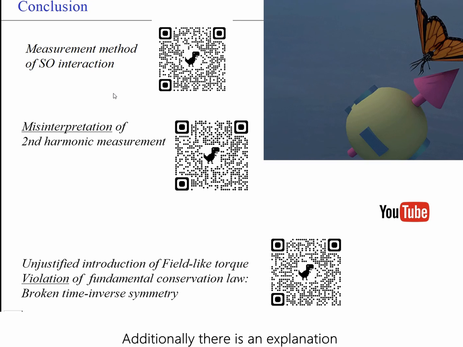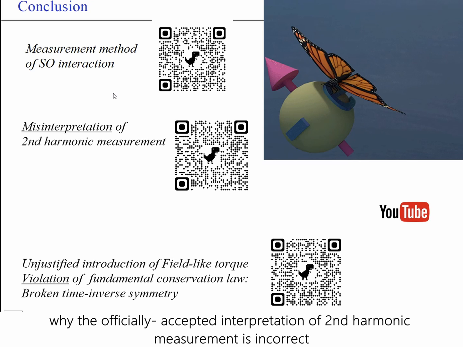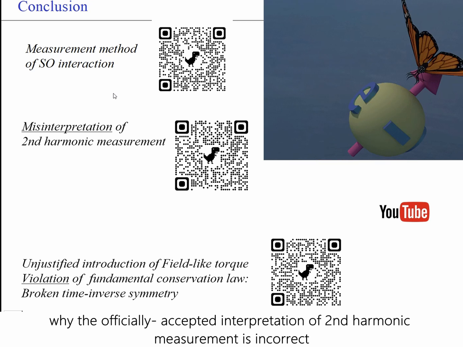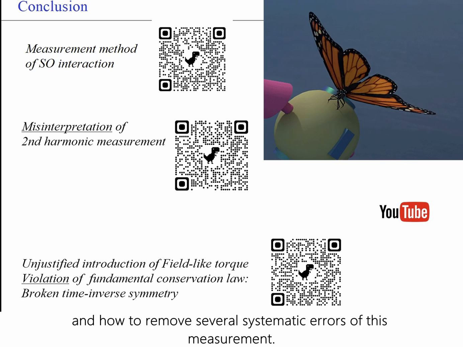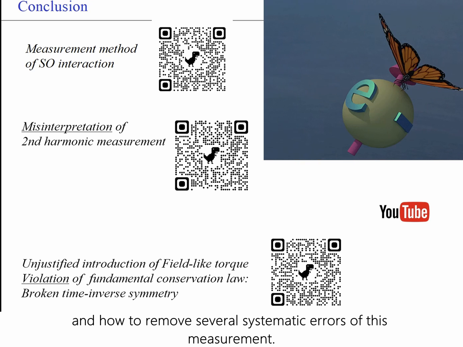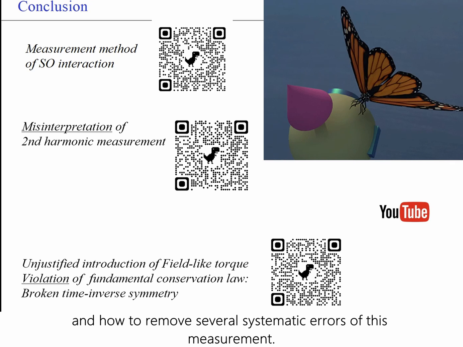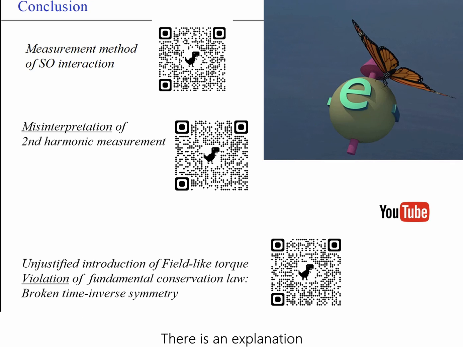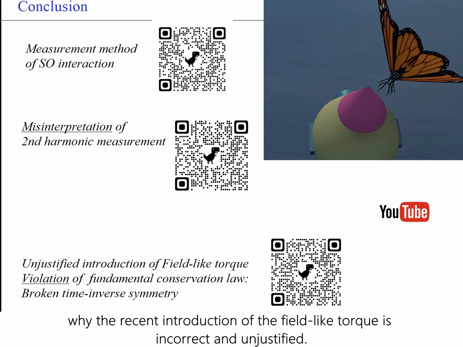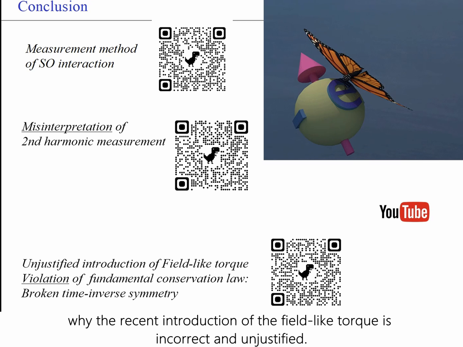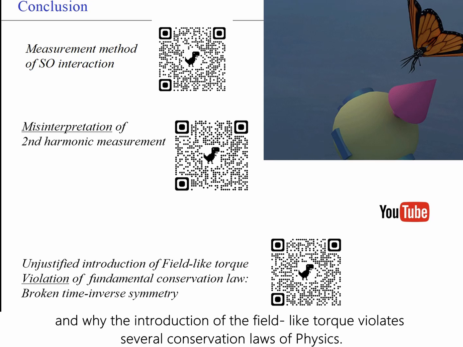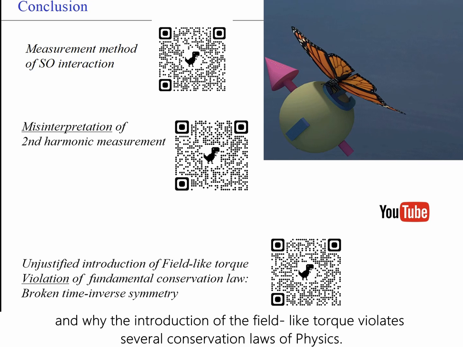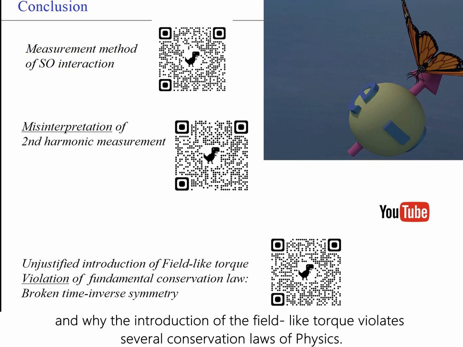Additionally, there is an explanation why the officially accepted interpretation of second harmonic measurement is incorrect and how to remove several systematic errors of this measurement. There is an explanation why the recent introduction of the field-like torque is incorrect and unjustified, and why the introduction of field-like torque violates several conservation laws of physics.